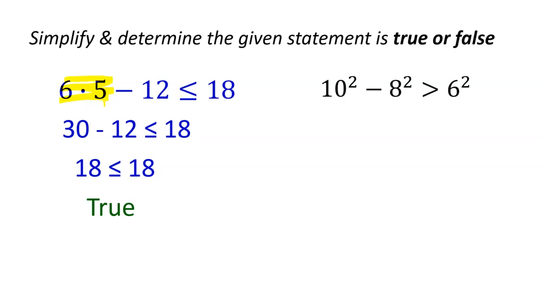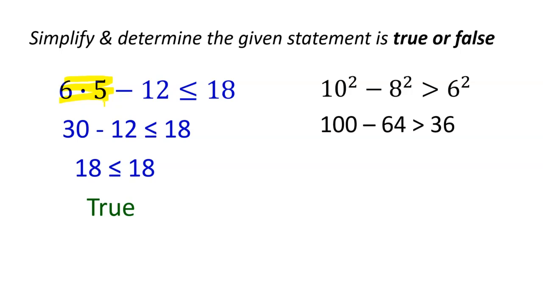Let's try another example on the right. 10 squared minus 8 squared is greater than 6 squared. They all are exponents, so the first thing we need to do is evaluate. 10 squared meaning 10 times 10, 100. 8 squared meaning 8 times 8, 64. And 6 squared meaning 6 times 6, 36.